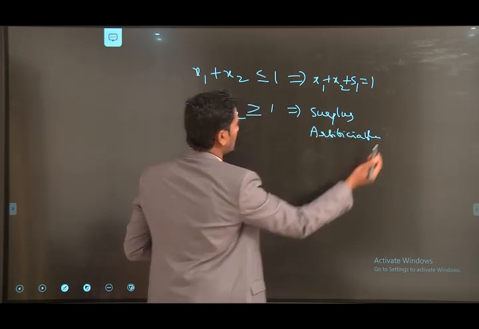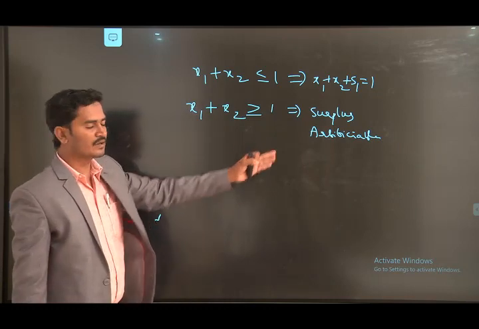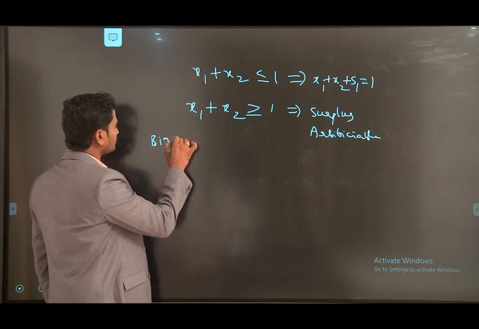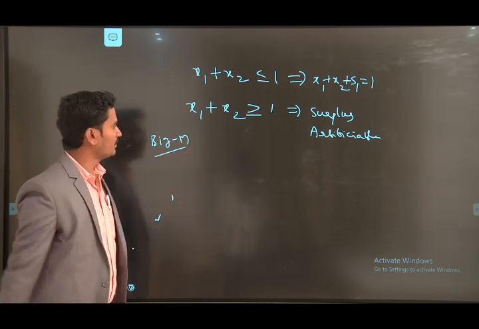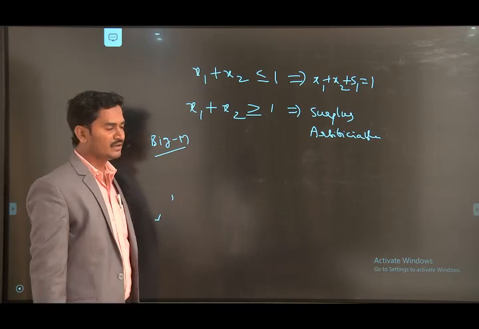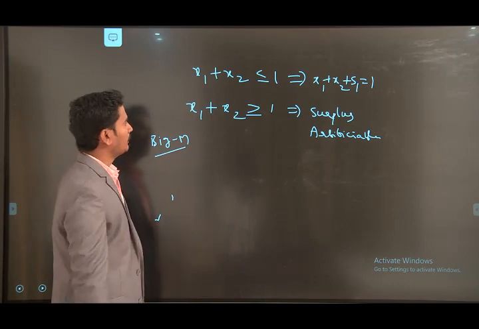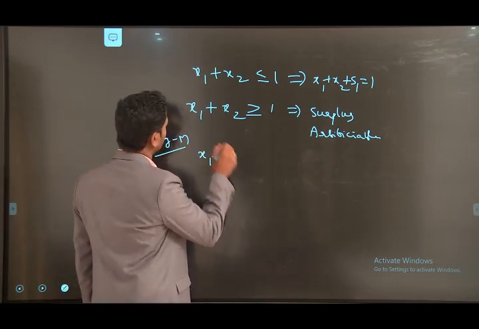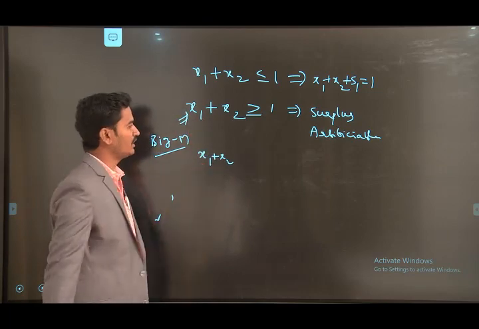Surplus variables and artificial variables. How are we taking the surplus variables and artificial variables? Coming to the big M case, we are converting the inequalities into equalities by taking the big M. For example, x1 plus x2, we are going to convert this example. This one is an inequality.